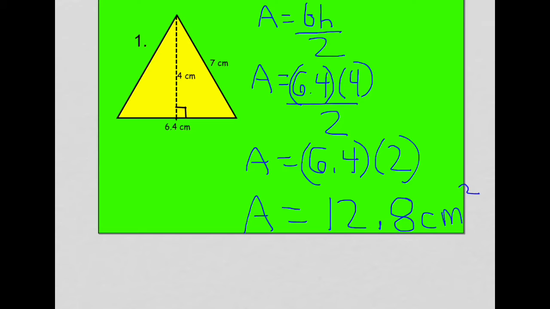And don't forget, I've seen so many people forgetting to put their units squared on the end. Don't forget that. Now, if you didn't want to reduce first, you could go ahead and do 6 4/10 times 4, get your answer, and then divide that by 2, and you would get the exact same answer. But it's important you take your base times height and divide it by 2 for a triangle, because a triangle is half a parallelogram. All right, let's do another one.